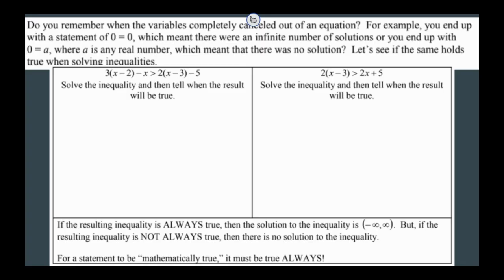Do you remember when the variables completely canceled out of an equation? Hopefully you do. For example, you end up with a statement of 0 equals 0, which meant there were an infinite number of solutions. Or you end up with 0 equals something that's not 0, like a, where a is a real number, which meant there was no solution. So let's see if the same thing holds true when solving inequalities. Here's two more. Solve an inequality and then tell when the result will be true.